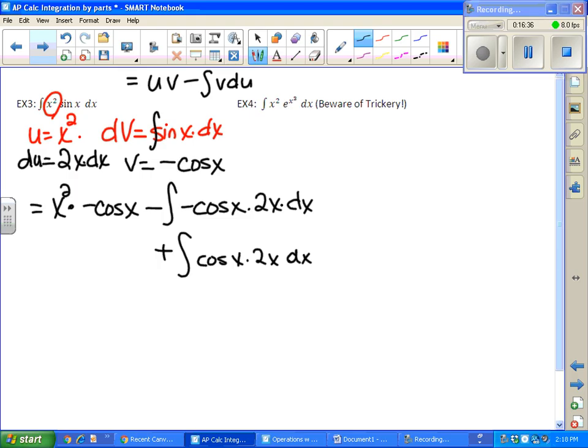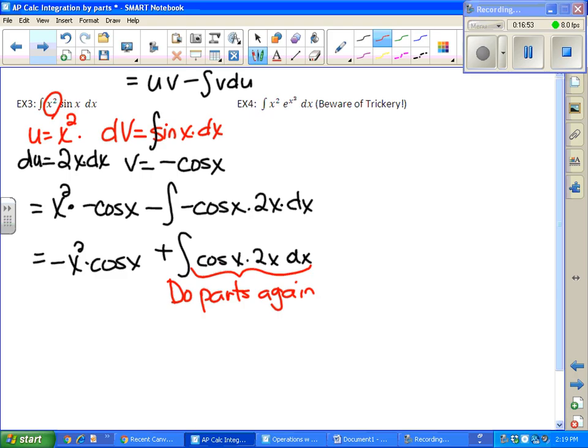And uh-oh, what's going to happen? Do you see it already? I am going to end up with something else that I have to integrate, so we're going to have to do parts again. We cannot integrate this right here directly. What do we want to be our u? I'm going to pick the easiest to be my u. My u is going to be 2x, or if you move your 2 out front, it can just be x.